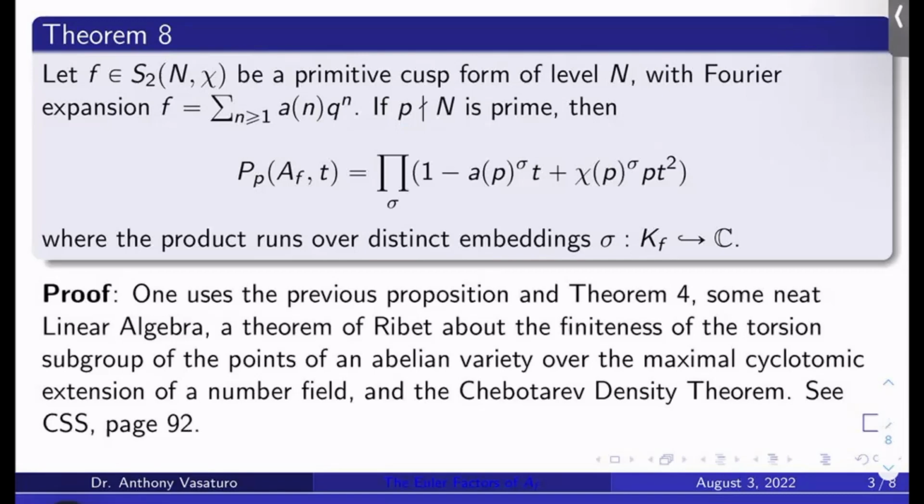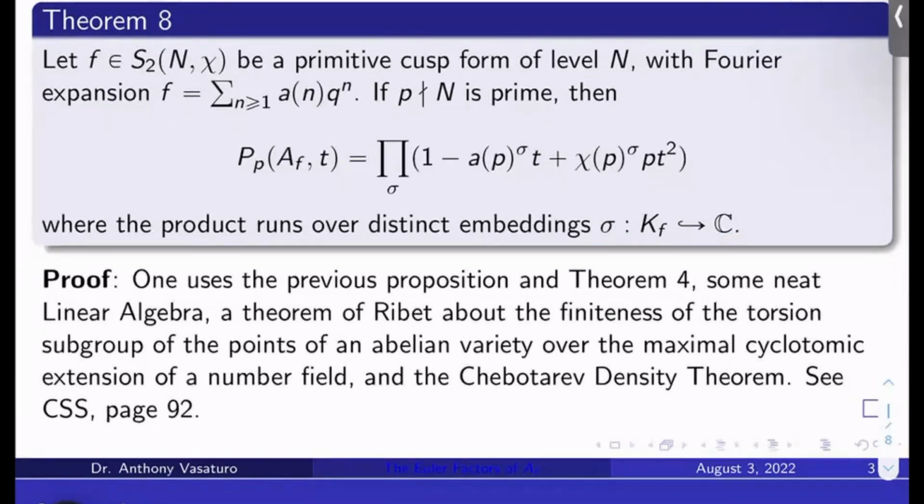And so it turns out that P_p of A_F, T, the Euler factor or the local L function of A_F at p, has an explicit, very nice formula, in fact an Euler product, given by the product over sigma of 1 minus sigma of a_p times T plus sigma of chi(p) times p T squared. And this product just runs over all the distinct embeddings sigma of the number field K_F attached to F into C. Okay, so this uses the previous proposition from the last video.